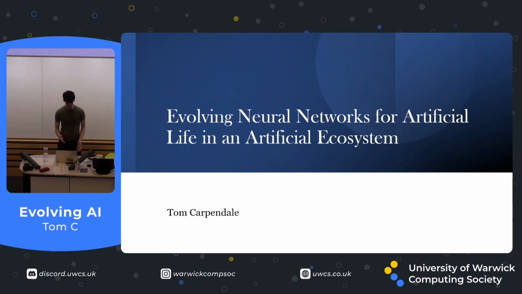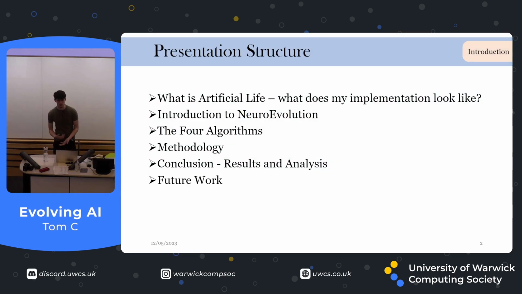I'll be talking about my project, which is evolving neural networks for artificial life in an artificial ecosystem. I'm going to introduce you to neuroevolution, which is the main focus of my project. I've implemented 4 neuroevolutionary algorithms, and we'll talk about those as well.